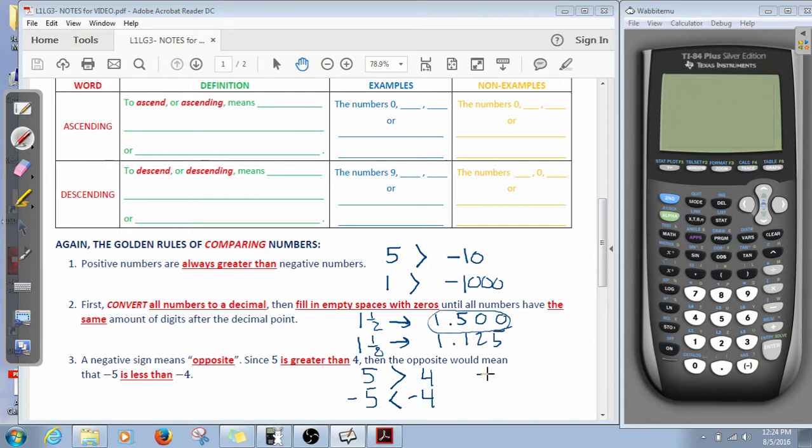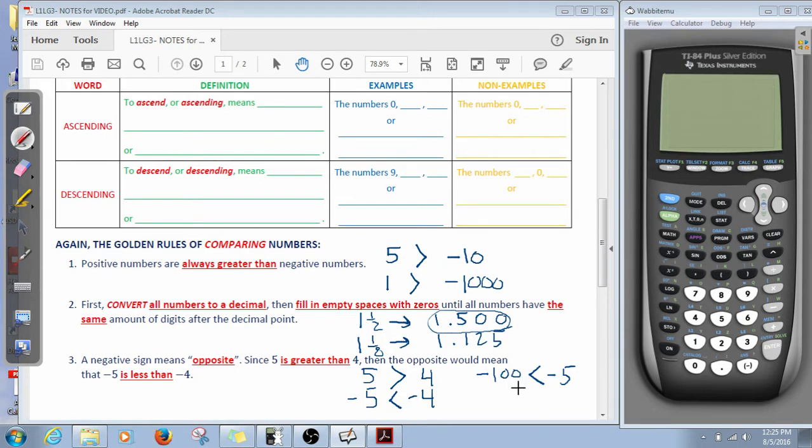So if I have another example like negative 100 and negative 5, I'm going to ask myself which one would be bigger if they were positive. A positive $100 is bigger than a positive $5. But since they're negative, now it's the opposite. I'd rather owe someone $5 than owe someone $100. That just makes common sense, right?